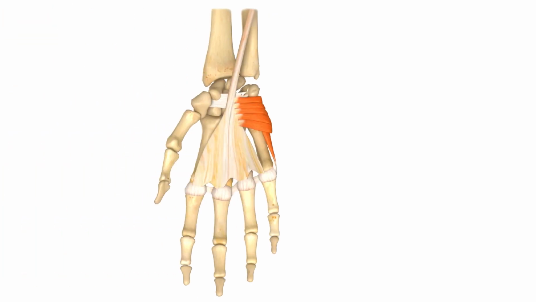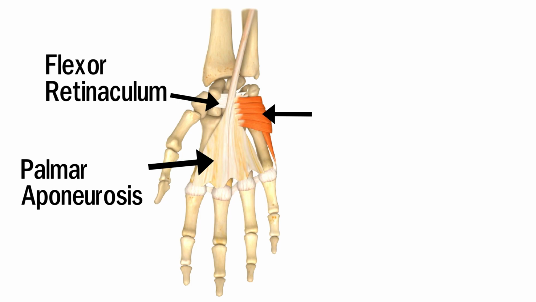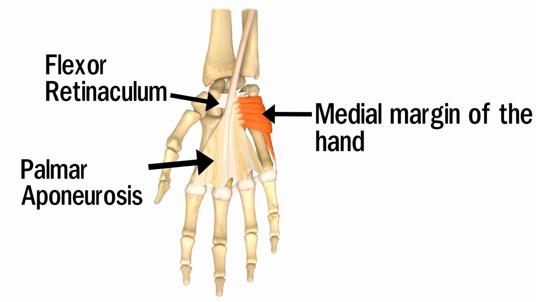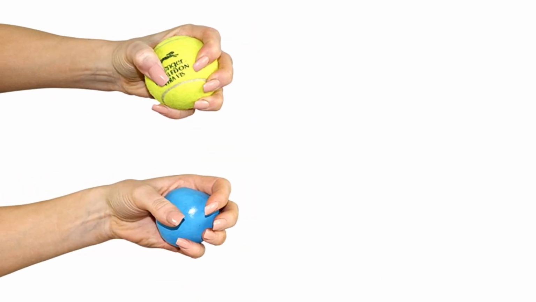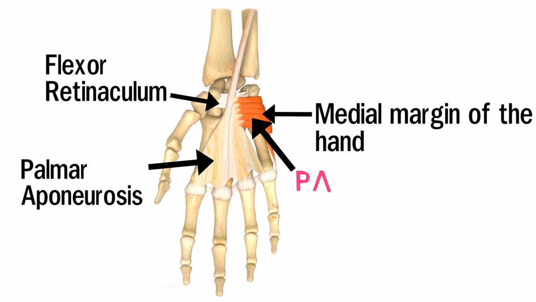Let's have a look. This is the palmar aponeurosis, and this is the flexor retinaculum. Both of these are the points of origin. This is the medial margin of the hand, the point of insertion. And this is how its action helps in improving the grip. So this muscle is the palmar brevis.